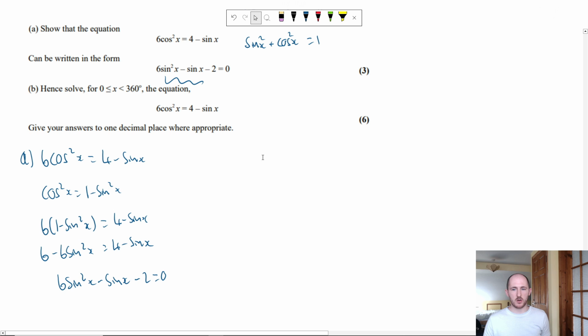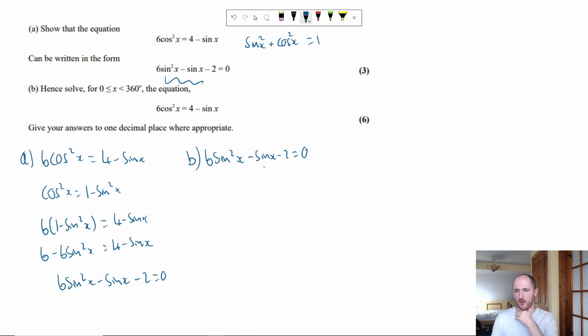It then says hence solve, and you guys know how I feel about the word hence. Hence literally just means use part A. So I'm not going to write this equation, I'm going to write this equation: 6 sin squared x minus sin x minus 2 equals 0. And how do we solve that? Well, if I have a look, this is a quadratic equation, right? If I write the general form for a quadratic equation, instead of x, we just have sin x. That's it. So in other words, x is equal to sin x, okay?